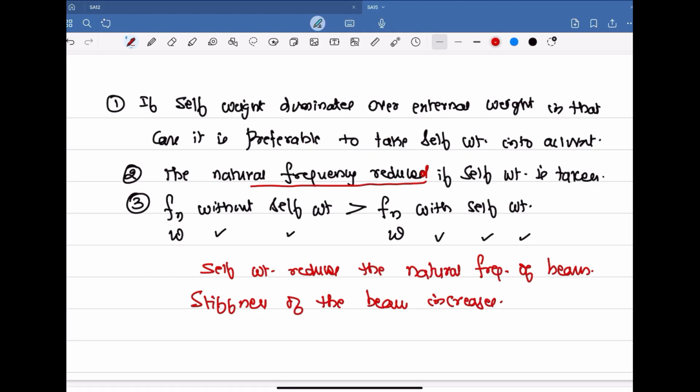With this, I want to conclude the topic of vibrations in the beams. Please refer to my earlier lectures. Almost 3 lectures I have completed on this topic. Please refer to them, review them, comment on them.